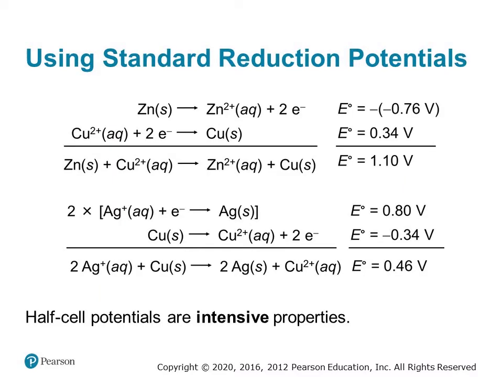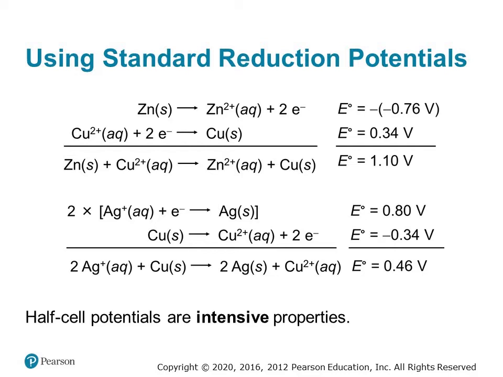Let's look at how to actually use standard reduction potentials. The key thing to remember is this: all voltaic cells consist of both a reduction and oxidation half reaction. So one half of the reaction, the reduction half reaction, will correspond to one of the reduction reactions on the previous slide. However, the oxidation half reaction will be the reverse of one of the reduction reactions, and we need to account for this. If we go back to our copper-zinc example, where zinc is oxidized and copper ions are reduced, we can determine the half cell potentials for each step.